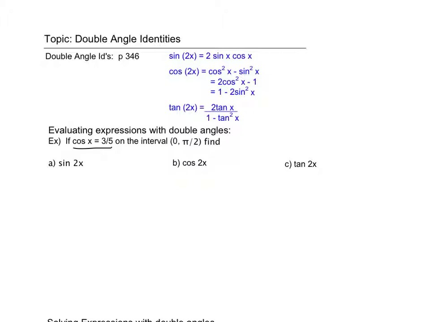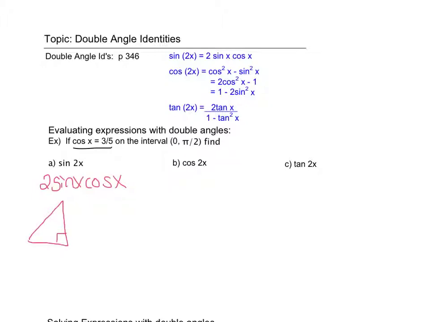I can say sine of 2x is equal to 2 times sine of x times cosine of x. Well then, notice that in order to evaluate this, I need to know what sine of x is, and I was only given cosine of x. But if you recall from previous units, if I'm given one trig function, I can find the rest of them by using a right triangle.